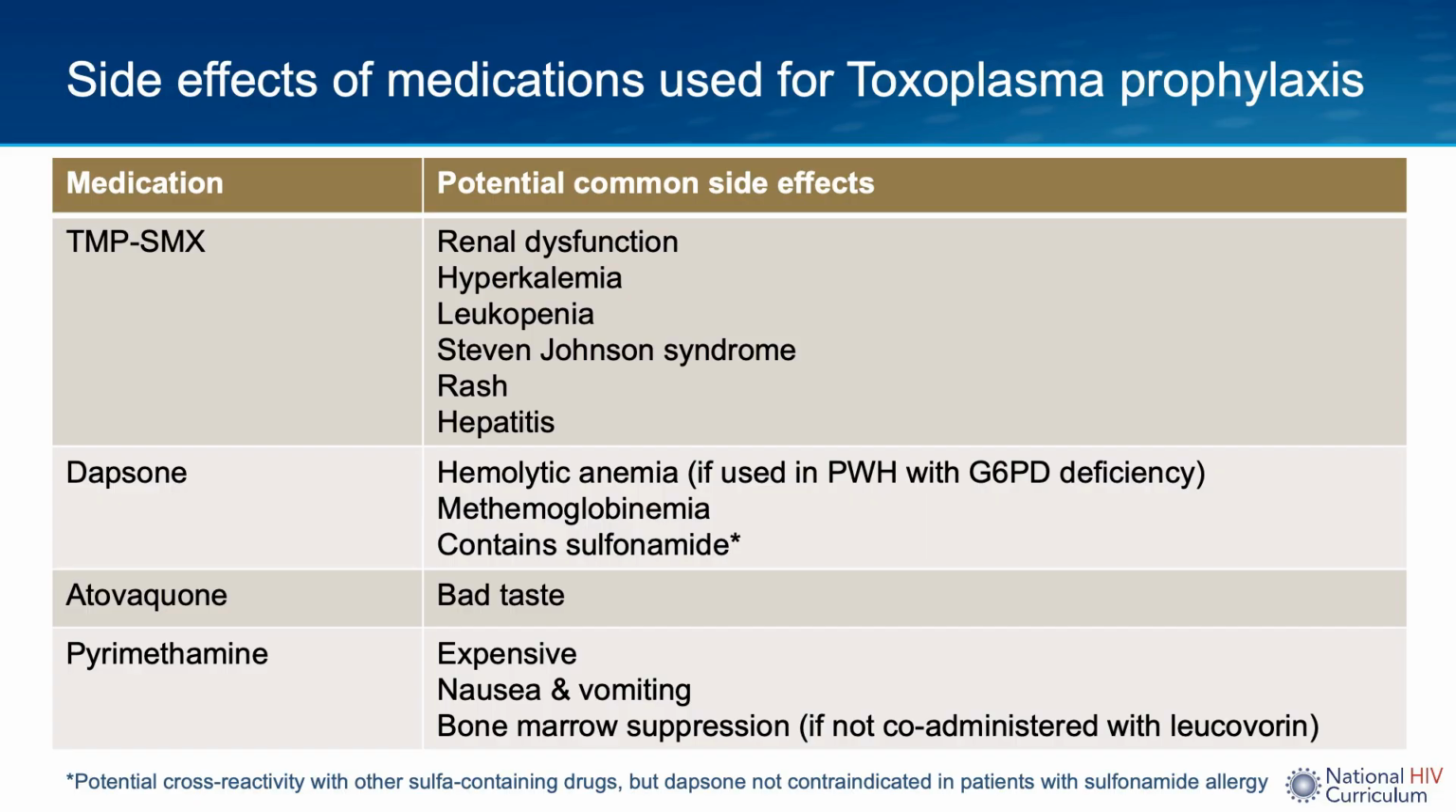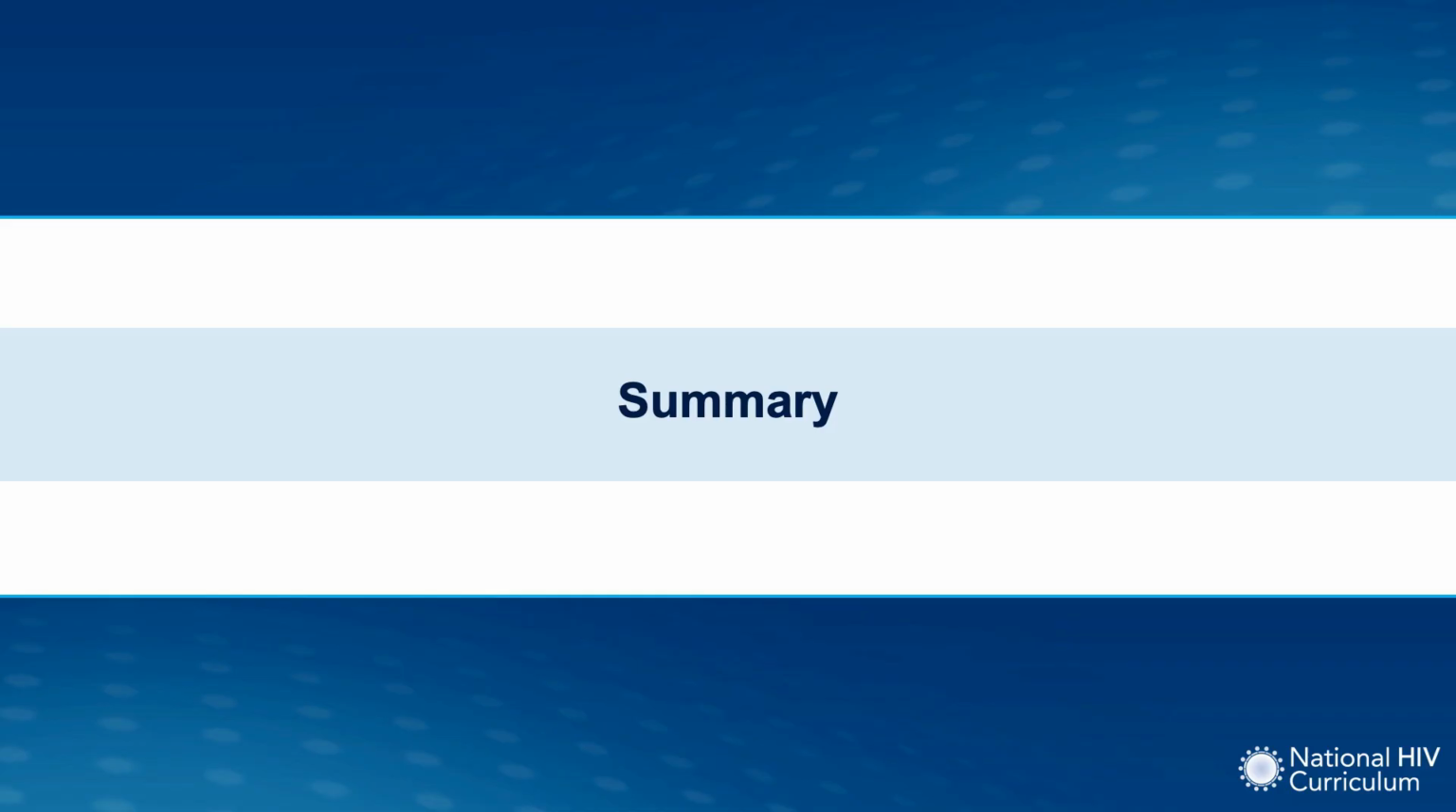Atovaquone doesn't have too many major side effects except that it tastes bad. And lastly, pyrimethamine is expensive, can cause nausea and vomiting, and can also cause bone marrow suppression if not co-administered with leucovorin. In summary, let's review some key points regarding toxoprophylaxis.